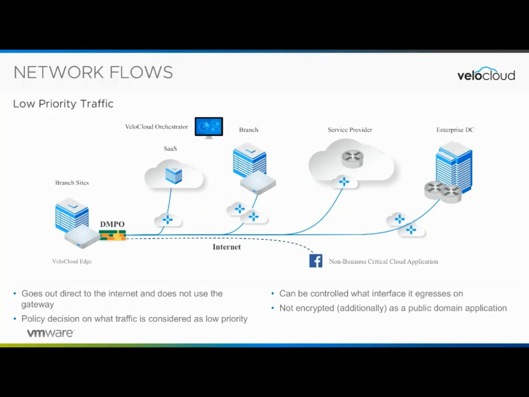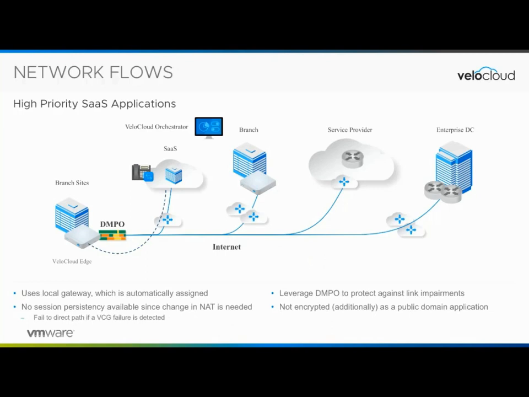Low priority traffic like Facebook or Netflix traffic goes directly from the edge device to that destination. We don't have DMPO, or dynamic multipath optimization, for those low priority traffic.